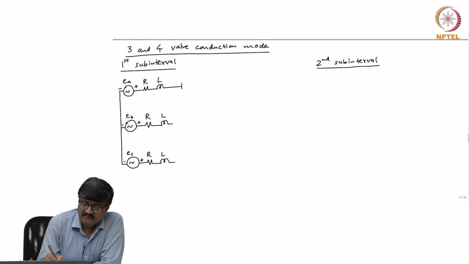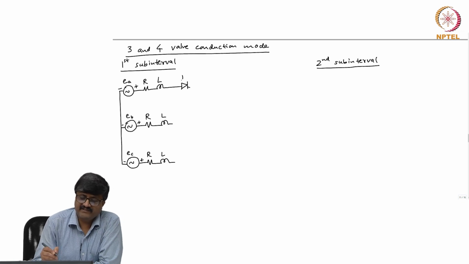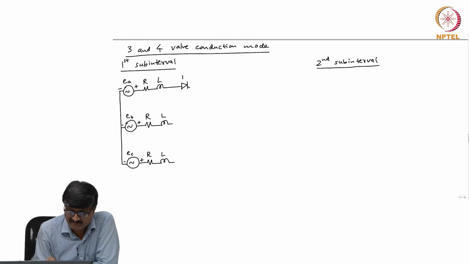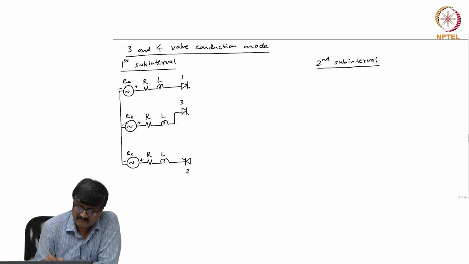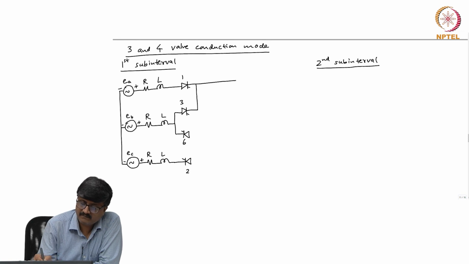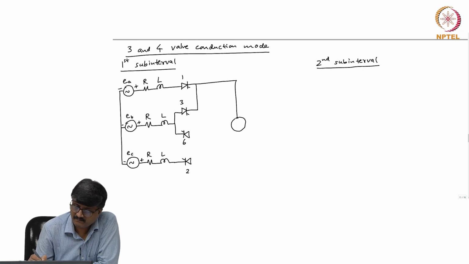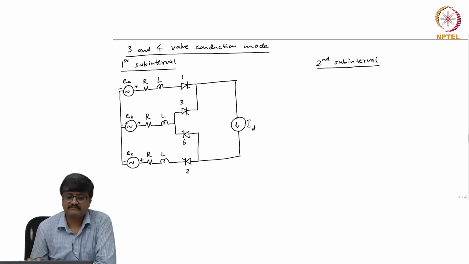So, valve 1 is in series with E A and valve 2 is in series with E C, and both the valves 3 and 6 are conducting. So, this is the circuit for the first subinterval.